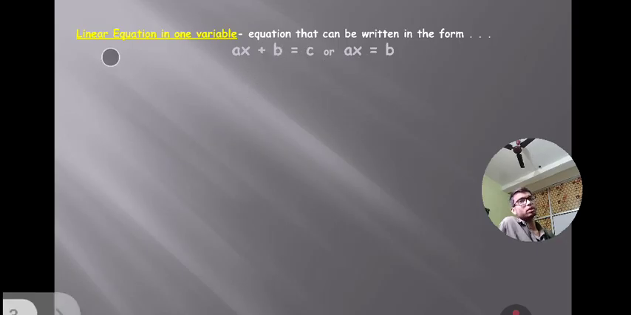This is how we represent a linear equation in one variable. Remember, here you have a linear equation. Linear means the exponent should be 1. Here, the exponent of this variable is how much? 1. 1 is always hidden. And this linear equation is in one variable. Here we have only one alphabet, that's why this is a linear equation in one variable.